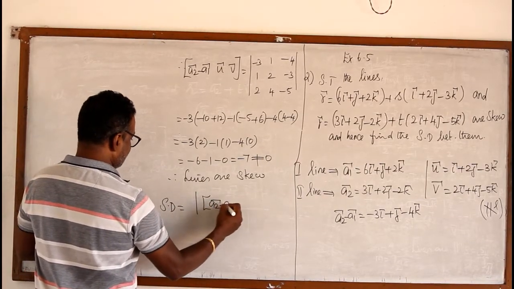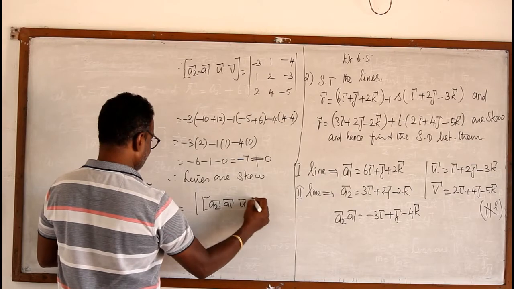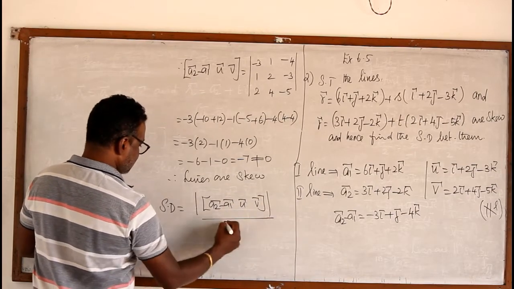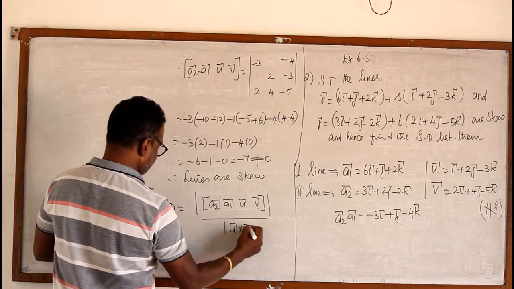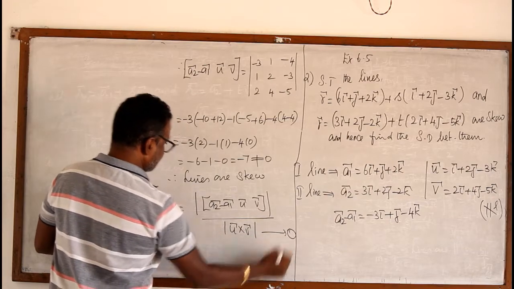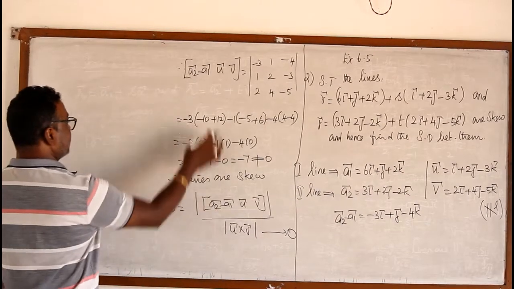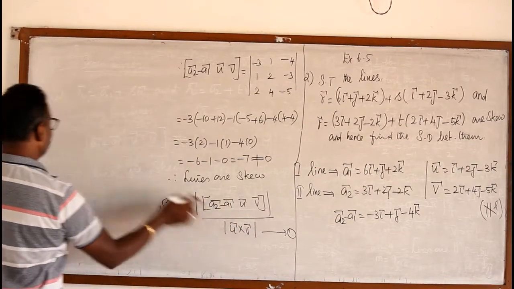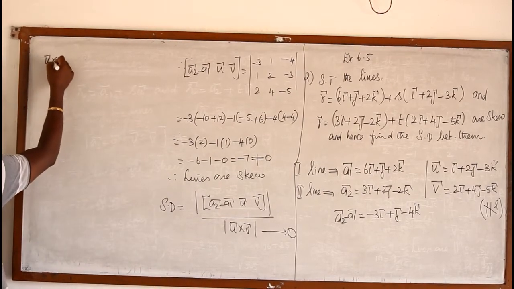If the lines are skewed, then the shortest distance is given by the formula: modulus of the box product of a2 minus a1, u, v, divided by the modulus of u cross v. So keep this one as 1. I have the box product of a2 minus a1, u, v. So it's enough to find only u cross v.